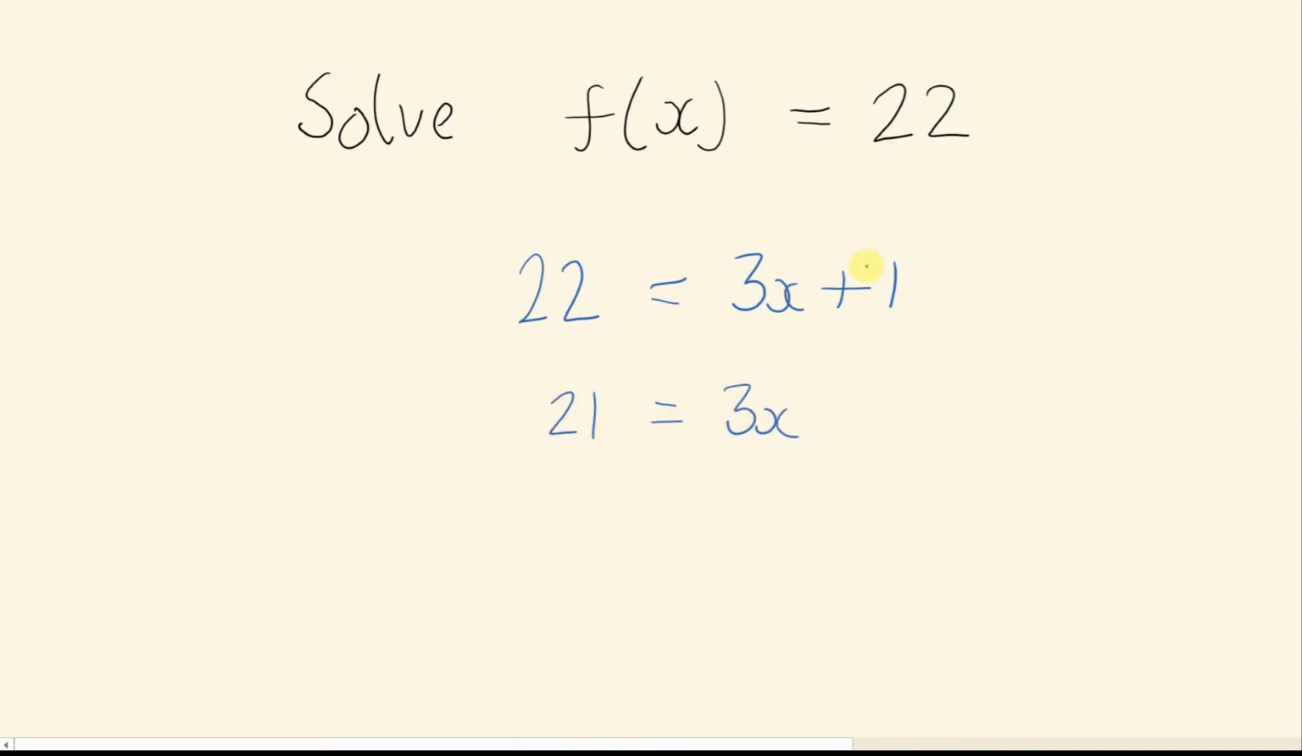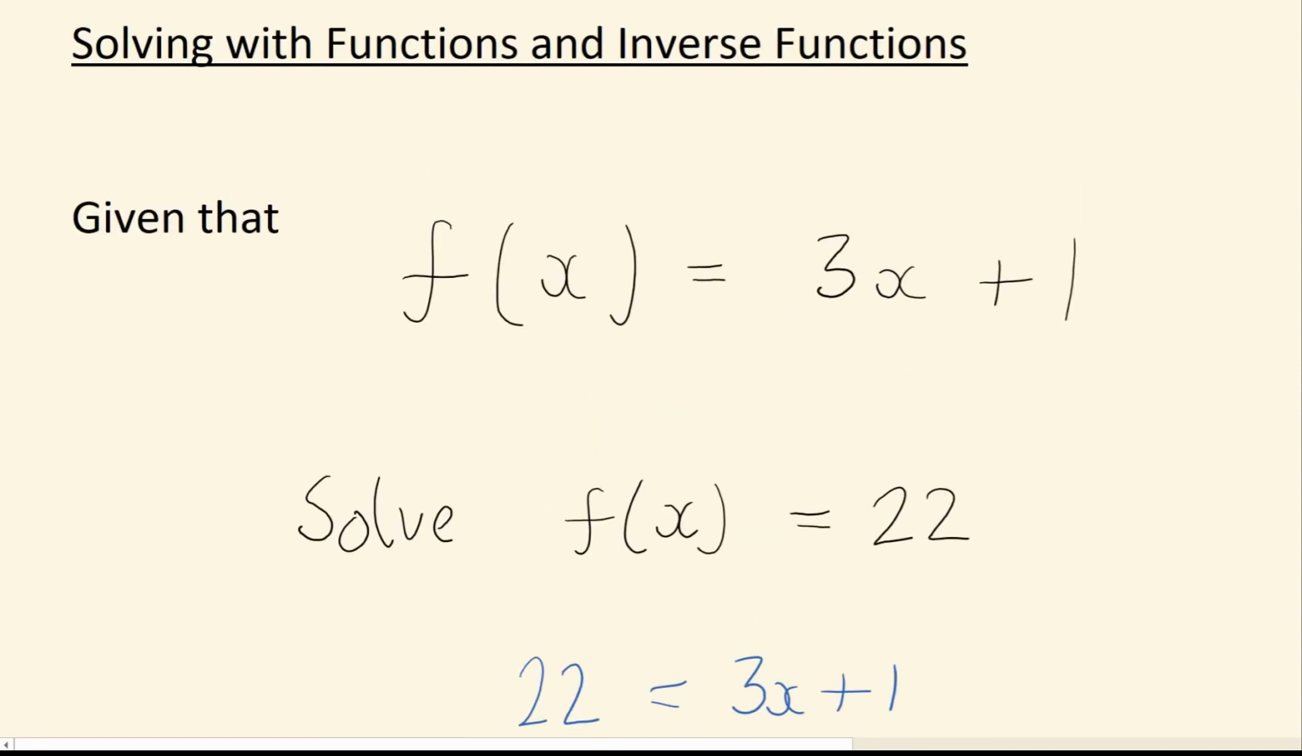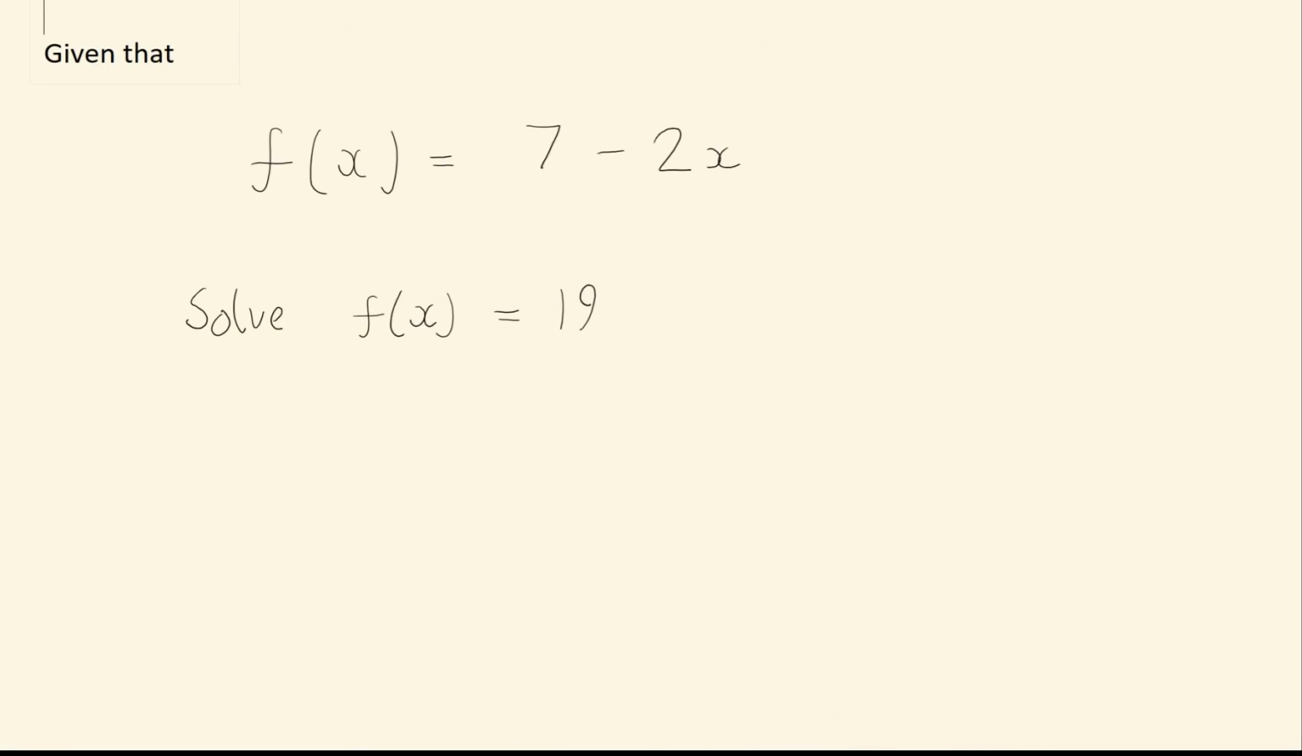So opposite of plus 1 is minus 1. Then you divide by 3. So here x will be 7. And that's it. Okay, I'll go through a couple more examples like that.